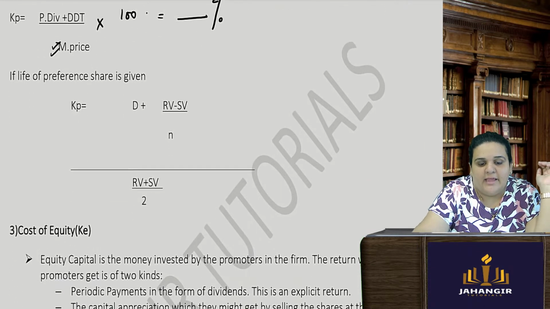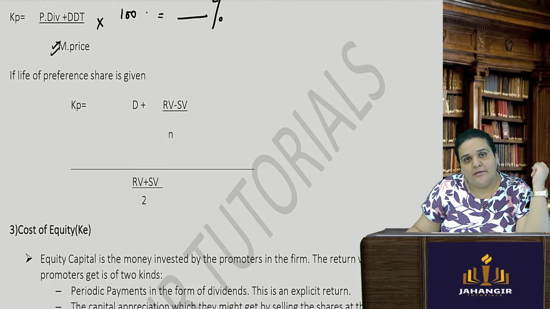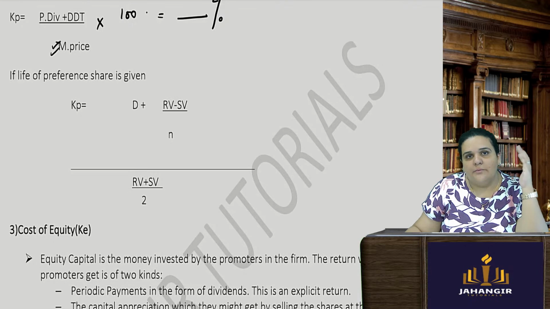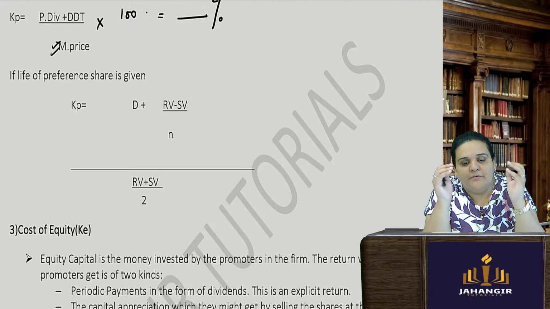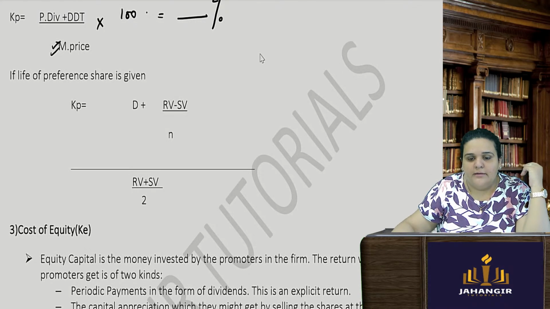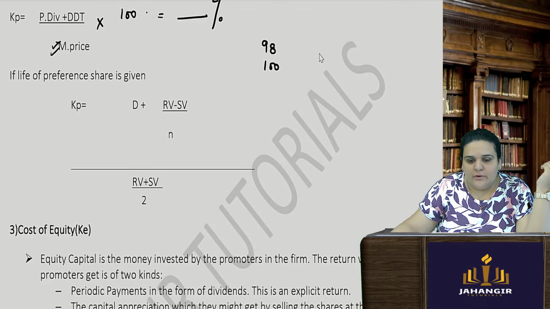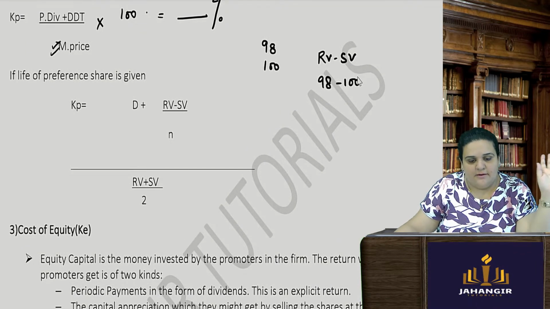Now life of the preference shares, if there is a life given, then I'm going to give them the dividend. Even same thing like how it is in debentures, redemption can be at par, at premium, at discount. Even if it is at discount, don't change the formula. Formula will remain the same. Okay. If it is at discount means what? That the redemption will be say at 98. Issue price was 100. So it will be RV minus SV. 98 minus 100. Keep the formula same. Only then when you're solving you change the signs as and when required.